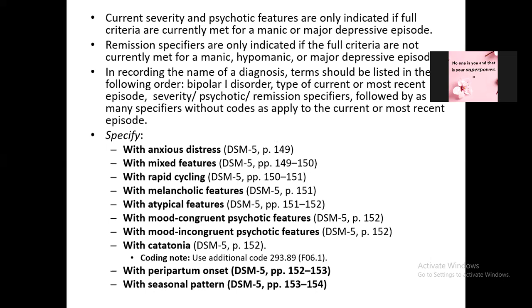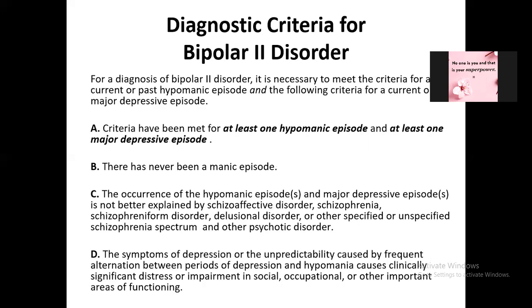All right. So these are the particular specifiers you have to be very well aware of when discussing bipolar disorders. The first one is with anxious distress, then mixed features, then rapid cycling, then melancholic features, atypical episodes, and then mood congruent psychotic features, then incongruent, catatonia, peripartum, seasonal. These are the specifiers. We will talk about these specifiers later, but you have to make sure you write them down when diagnosing the patient with any bipolar disorder.